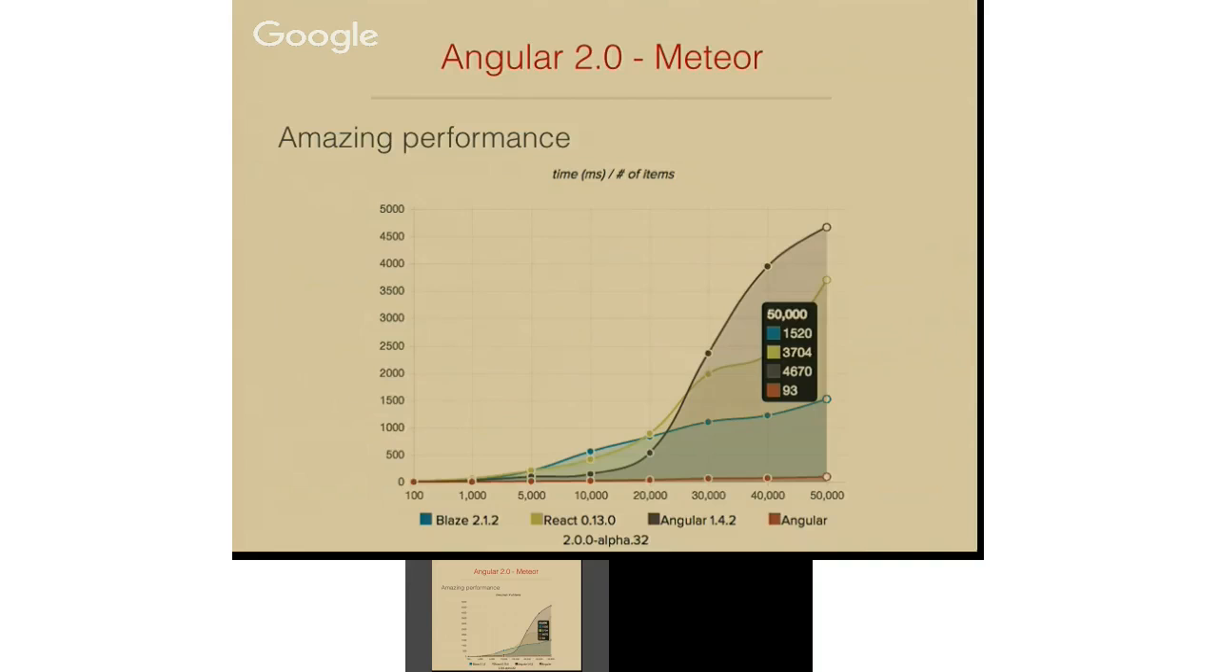Now, the top line, the gray one, is Angular 1. The second best is React. The third is Blaze. And the line that you can't see is Angular 2.0. So it's extremely fast. It's very smart. And I think the architecture is much better than React. And I think that's the reason you should use Angular with Meteor.